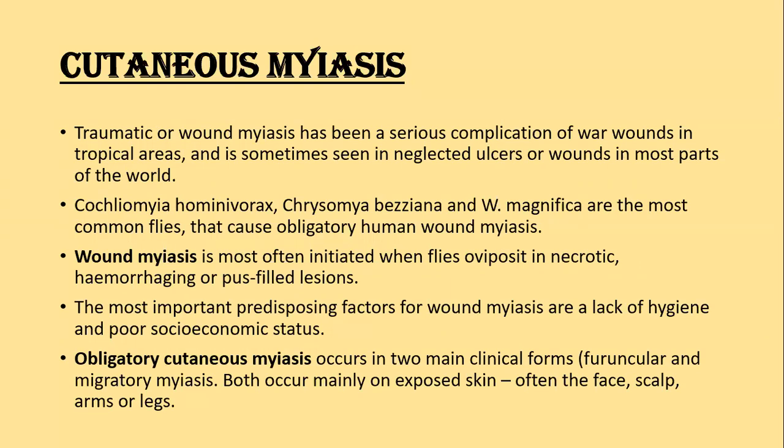Cochliomyia hominivorax are the most common flies that cause obligatory human wound myiasis. The wound myiasis is most often initiated when flies oviposit in the necrotic, hemorrhagic, or pus-filled lesions. That means that the flies lay their eggs in this environment. The most important predisposing factor for wound myiasis is the lack of hygiene and poor socioeconomic status.